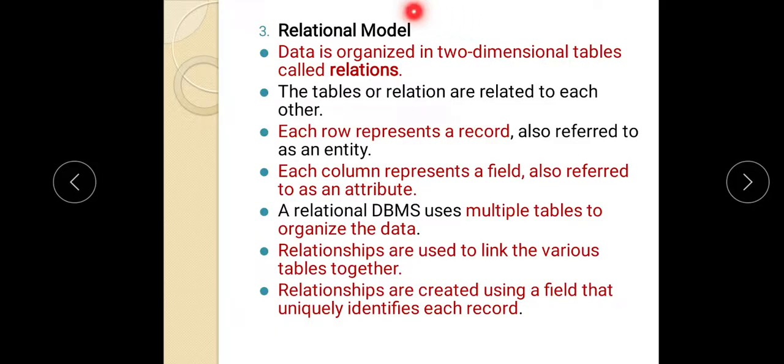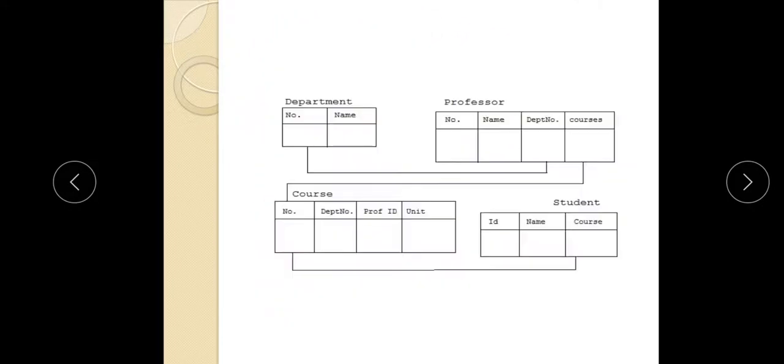So this is called a relational model. Simply we can say that a relational model means that we can represent data in the form of tables, not only a single table but multiple tables. In multiple tables, each row represents a record, and each column represents a field or attribute. The tables can connect with each other through particular relationships, and these relationships are created using a field that uniquely identifies each record. Clear? This is called a relational model.